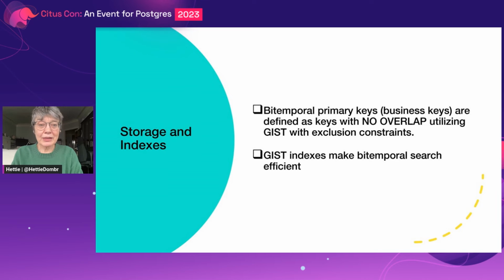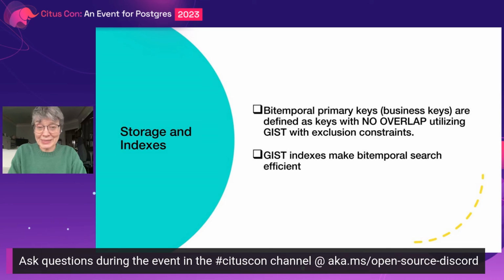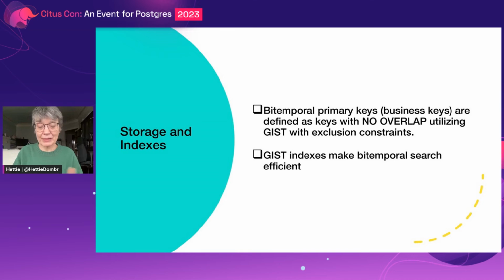One more time about storage and indexes. Bitemporal primary keys, which are called business keys in PG bitemporal, are defined as a key, like an actual database key, with no overlap because we use GiST. So it's pretty much exactly what the standard wants us to do. Also, the presence of GiST indexes makes bitemporal search very efficient. There is no need to have current data in one table and an archive in the other table. We can have everything in one and be very efficient querying both history and current status of data with no problem.